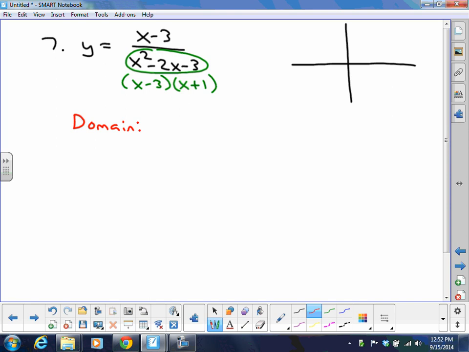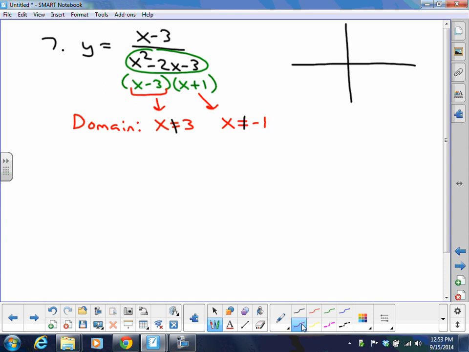Okay, so the domain, again, they're asking what can you plug in for x. So in a rational function like this with a fraction, you can never have a 0 in the denominator. So your domain is going to be anything as long as it doesn't make the denominator 0. So for this case, the denominator would be 0 if x were 3 or if x were negative 1. Okay, so let me put the slashes through there because actually x cannot be those two things. X can be anything else.